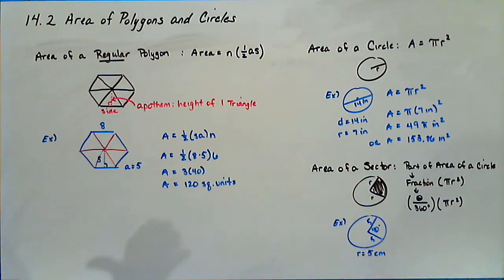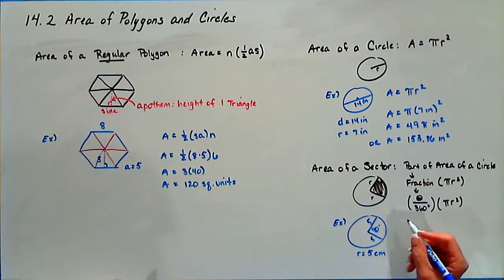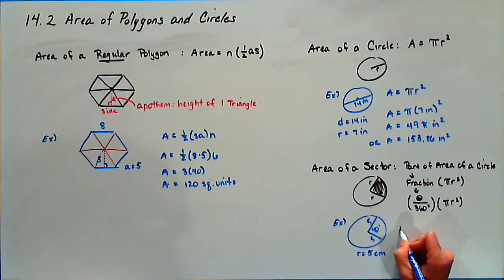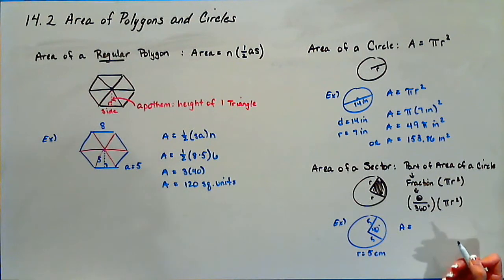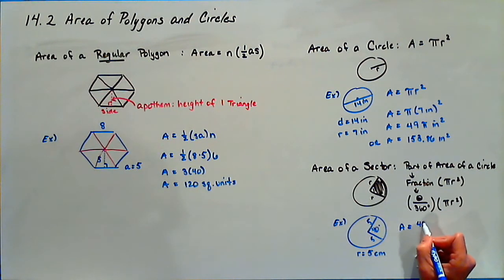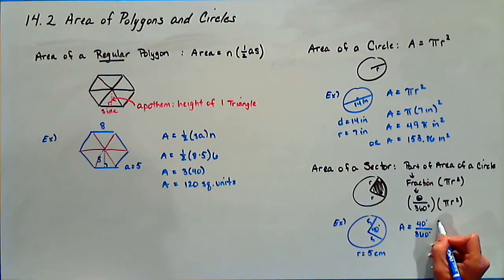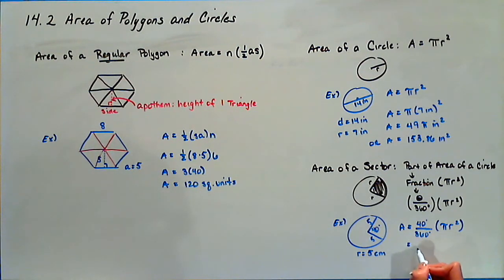Well, now we just apply what we just learned. We know we only want part of the circle. So I need what part? I need 40 degrees out of 360. I want that part of the area, pi r squared. 40 out of 360, the degrees reduce, so I'm left with 1/9.